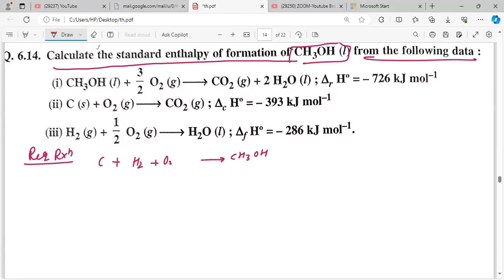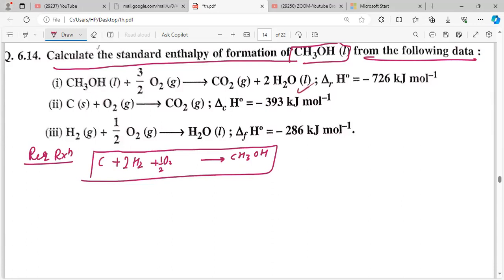How many hydrogen required? 4, which means 2 moles of H2. How many oxygen required? 1, which means half mole O2. This is the required reaction. You do such arrangement using these 3 equations so that you get the required reaction. You need to write the required reaction on your own, and the others will cancel.